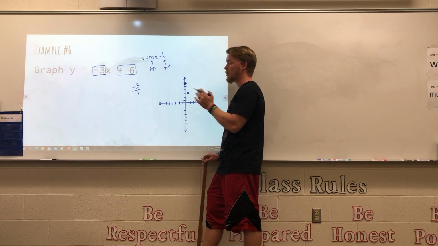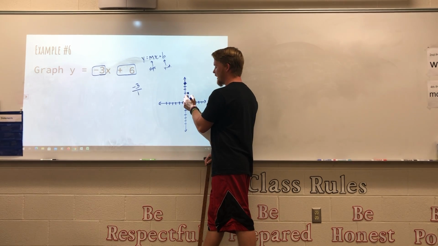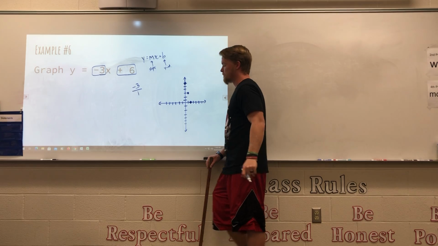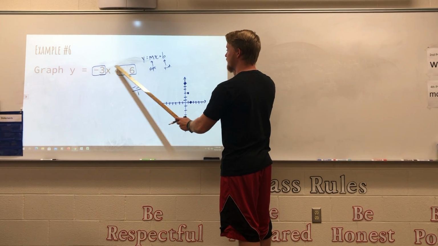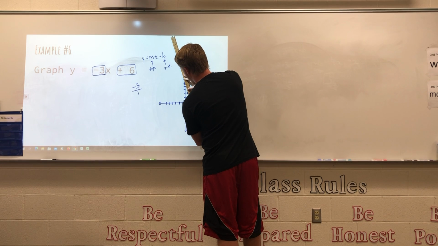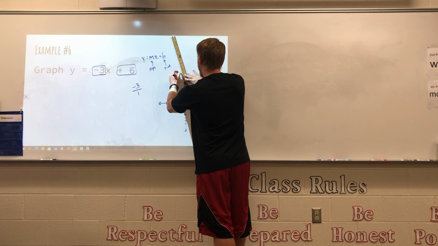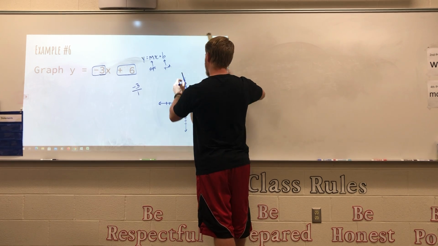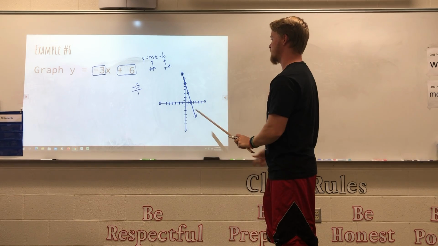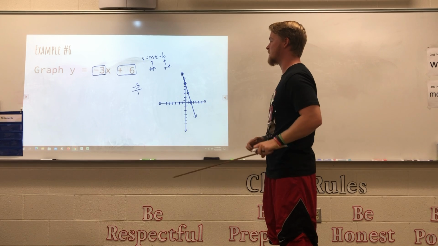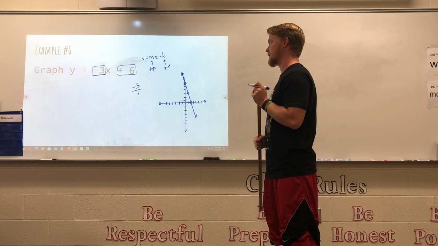And I can repeat that process with my slope. Again, down 3, 1, 2, 3, right 1, right there. So my line to represent y equals negative 3x plus 6 would look like this. Just like that. So there is my answer. That is the graph that represents y equals negative 3x plus 6.